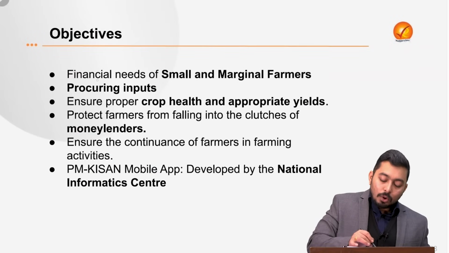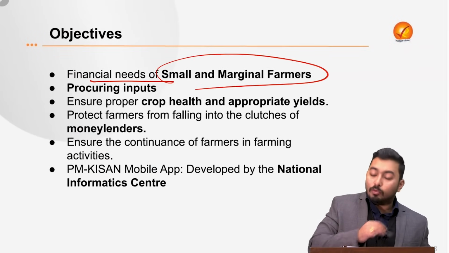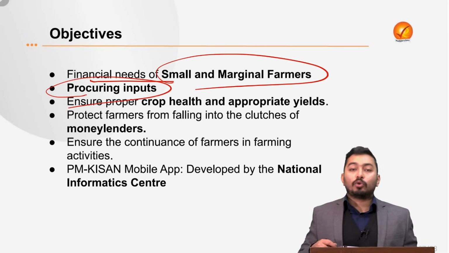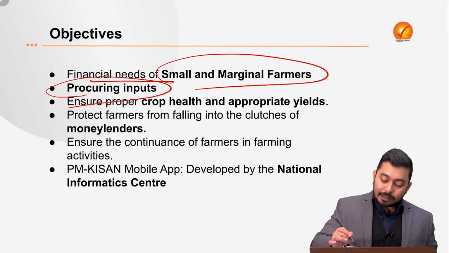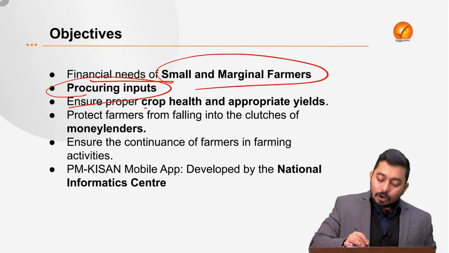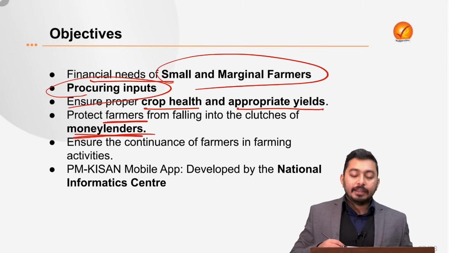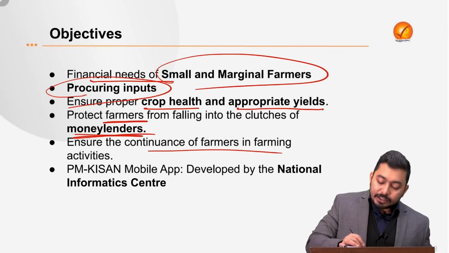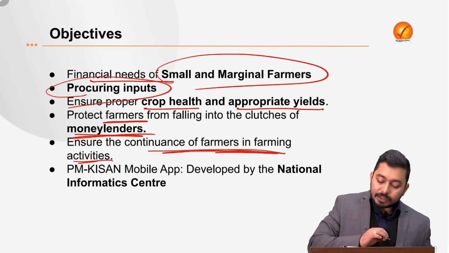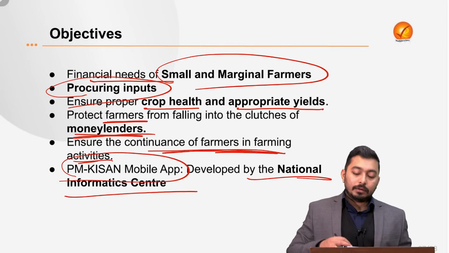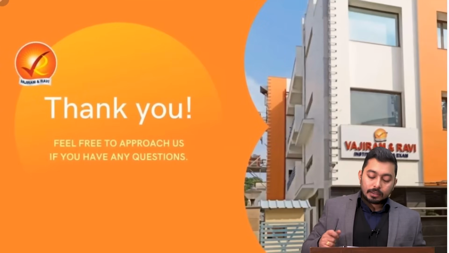The idea is to look at the financial needs of small and marginal farmers in terms of helping them procure inputs like seeds, fertilizers, etc. And it also helps crop health and appropriate yields. It protects farmers from the clutches of these money lenders, these loan sharks, and it ensures continuance of farmers in farming activities. Now, the PM Kisan mobile app is developed by National Informatics Center or NIC. This is under MeitY.